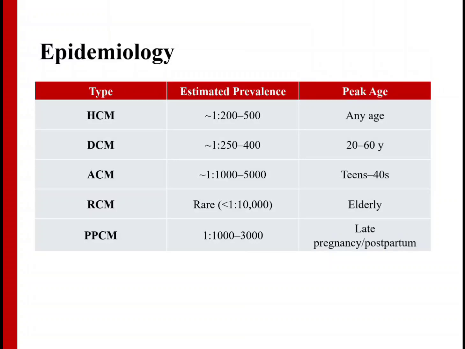There is also peripartum cardiomyopathy, which is a particular subtype of dilated cardiomyopathy, which occurs in about 1 in 1,000 to 1 in 3,000 pregnancies, typically in the late gestational period or postpartum, and it is increasingly recognized as a phenotype with overlapping features of dilated cardiomyopathy.